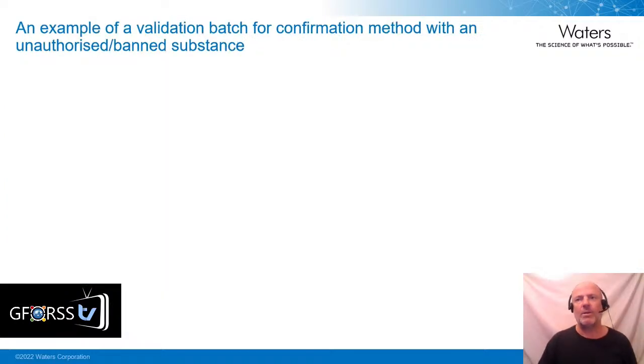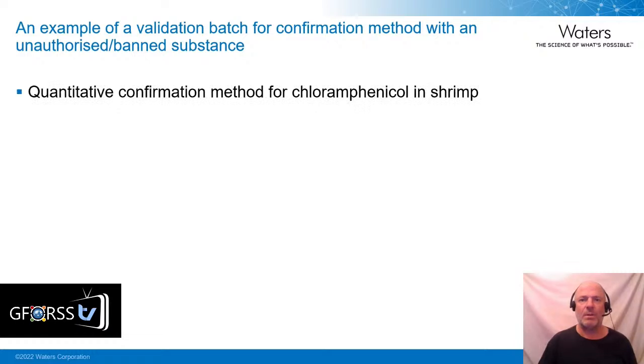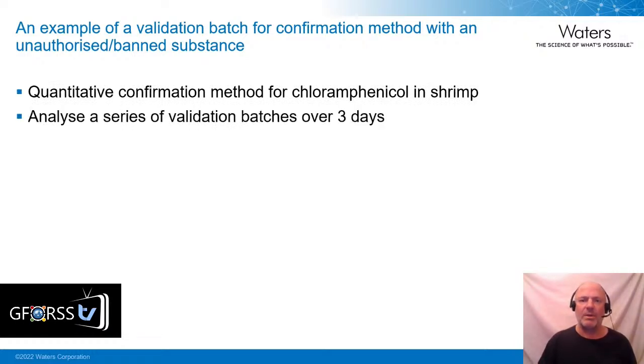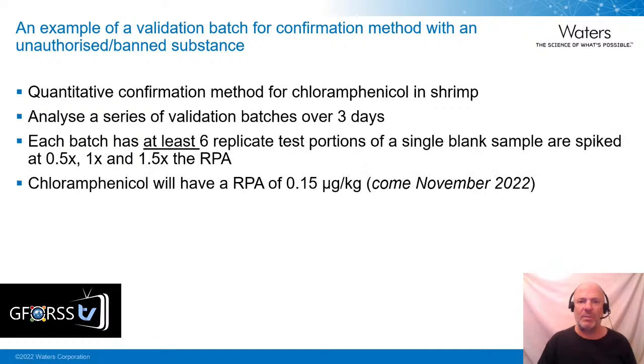So now we'll turn to validation of a banned substance. So quantitative confirmation method for chloramphenicol in shrimp. So similar approach to what I described earlier. So analyze a series of validation batches over 3 days. In this particular case, each batch has at least 6 replicate test portions of a single blank sample spiked, but this time it's 0.5, 1 times and 1.5 times the reference point of action. And just a reminder, chloramphenicol will have a reference point of action of 0.15 micrograms per kilogram.